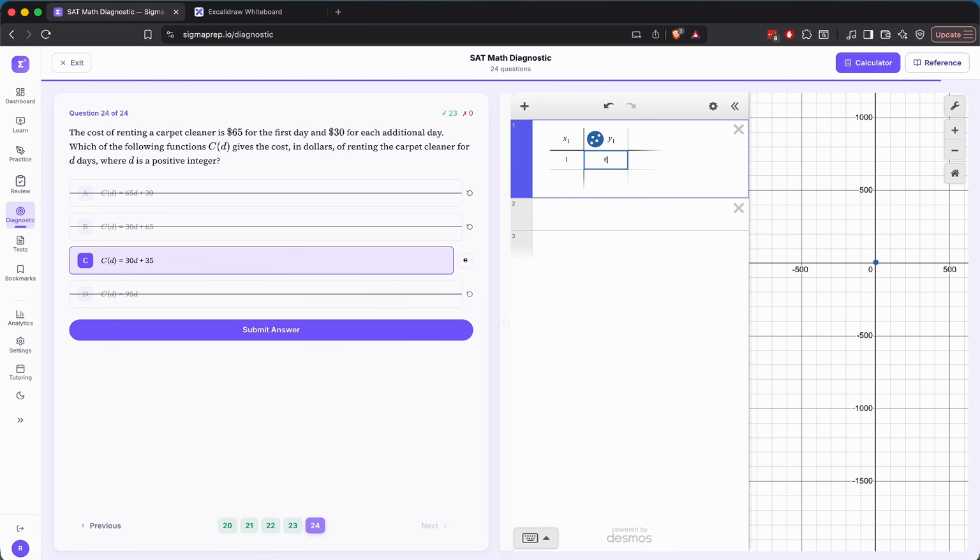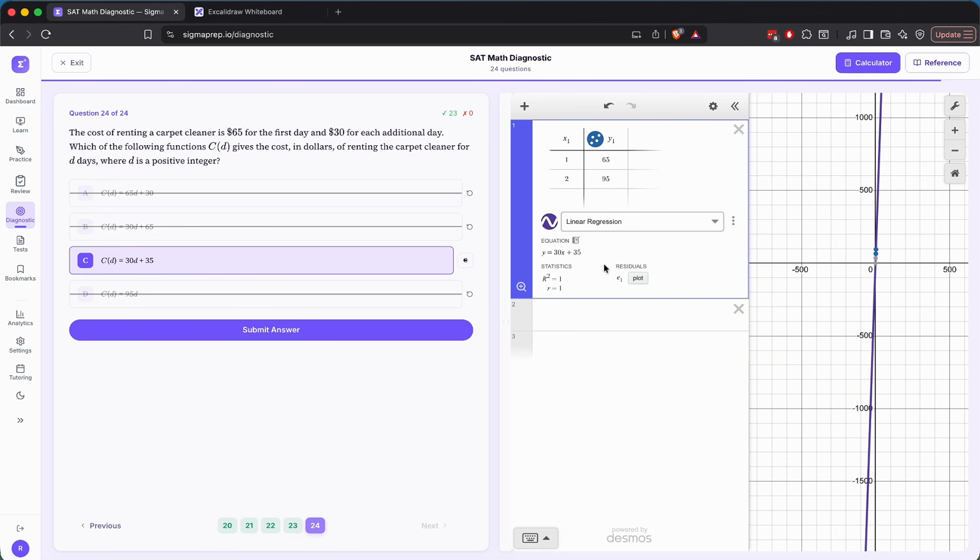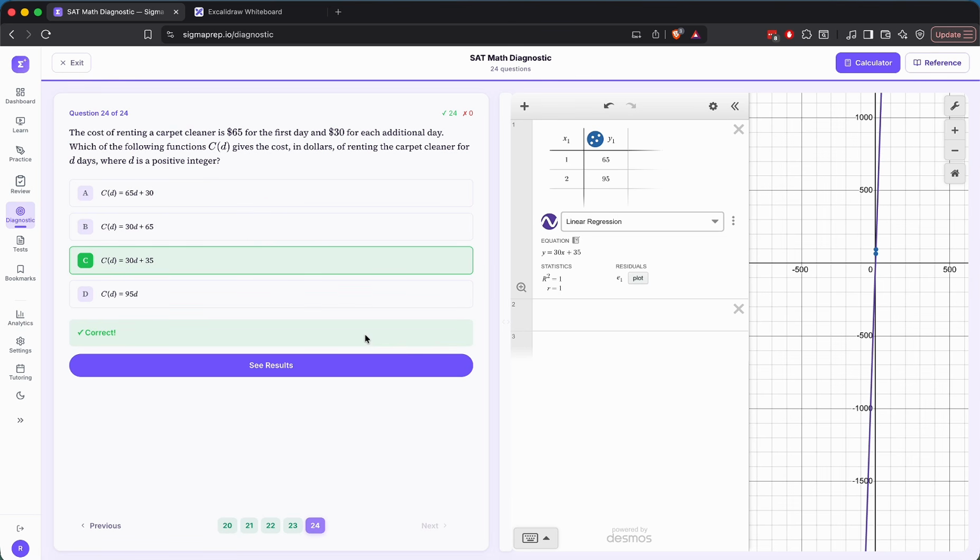So here's the other way, like I said, you can just put this in Desmos. If you want a linear equation, just give it 2 points, right? And the second point here is a little trickier, but it tells you it's $30 for each additional day. So if I wanted 2 days, it'd be $35 or $30 more, so it'd be $95. And there you go. I just get my regression that way, and that's it, right?